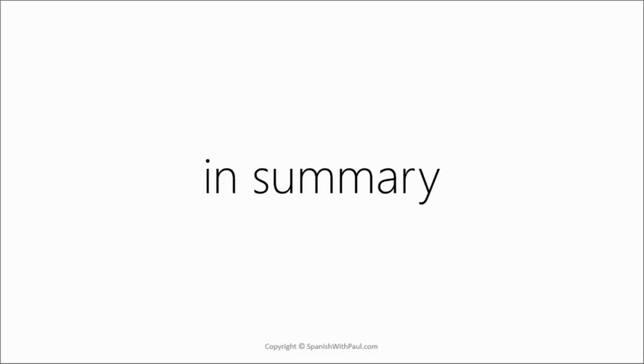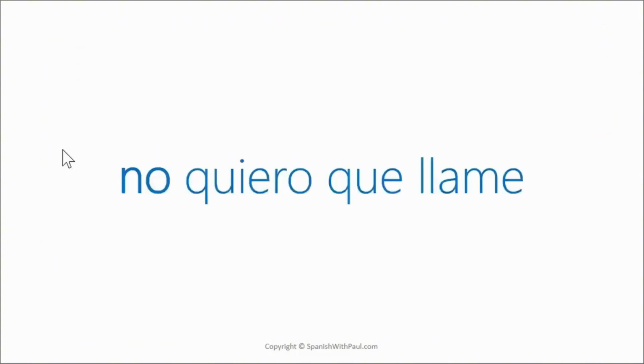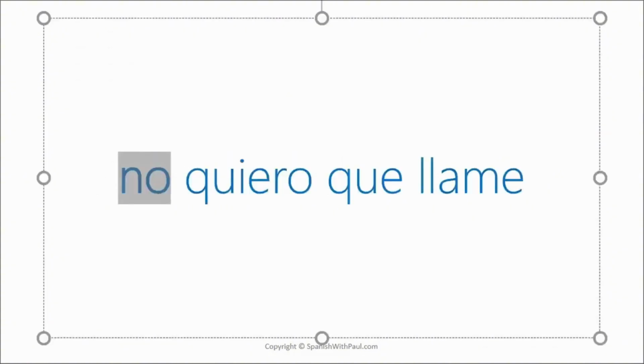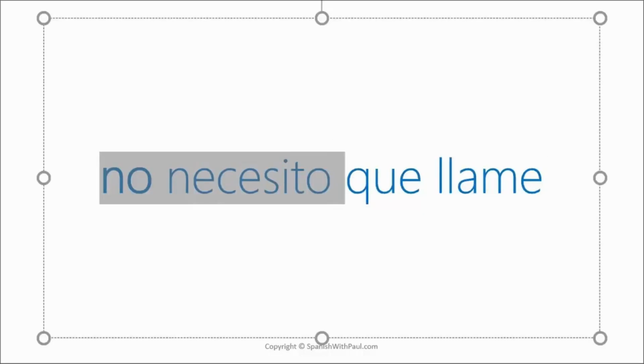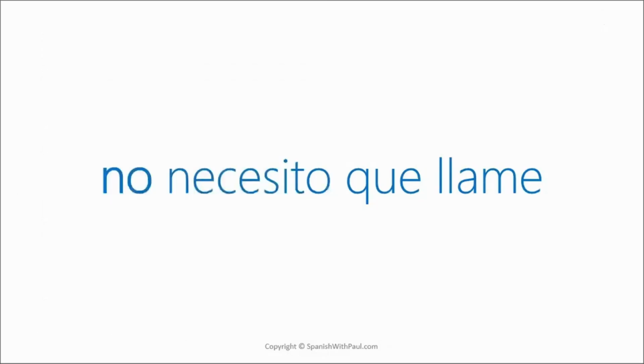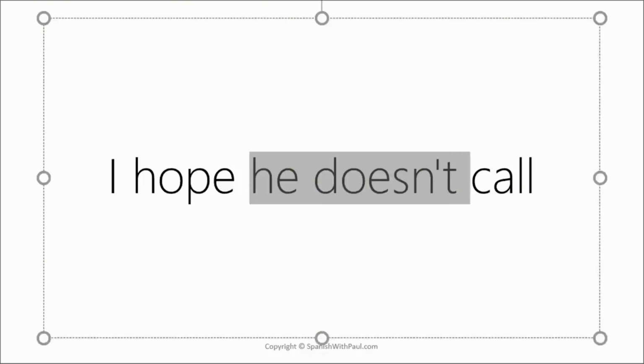So, in summary, we have I don't want him to call, which is no quiero que llame. Notice that we have I don't want as the negative up front, so we have the no up front. No quiero, I don't want. Equally, I don't need him to call would be no necesito que llame. Again, I don't need becomes no necesito with the no at the front. But in English, you can't really say, I don't hope he calls. Instead, we say, I hope he doesn't call. And now the negative part has changed its position.